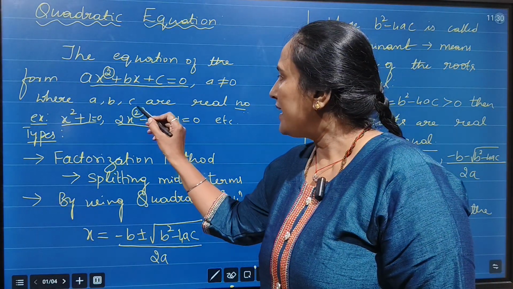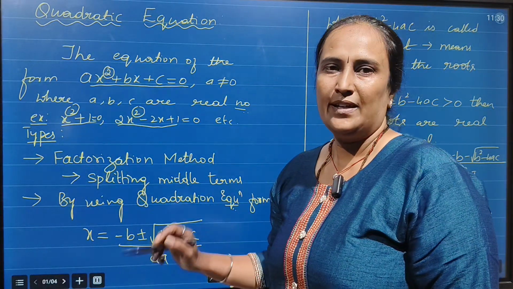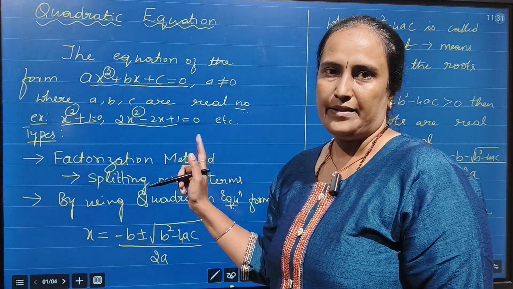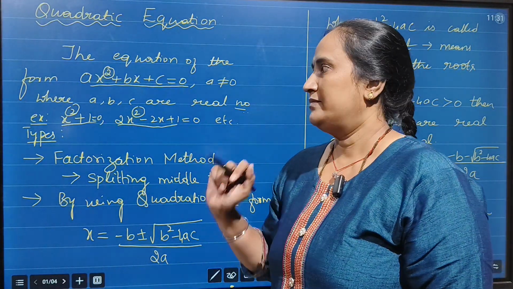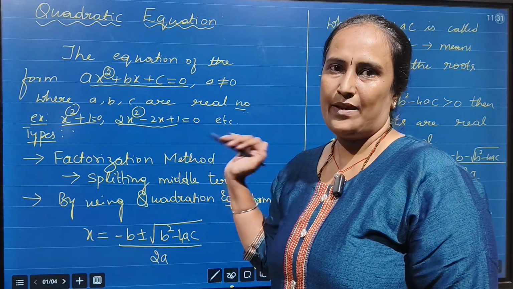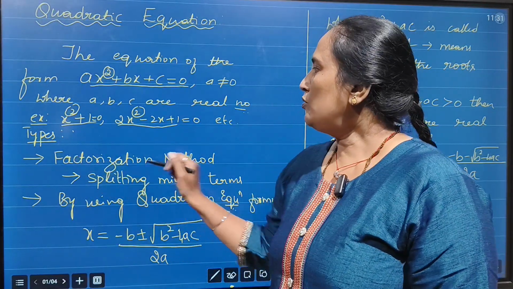Here also the highest power is 2. Here also the highest power is 2. That's why we say these equations are quadratic, because the highest power of the given equation is 2. That's why we recognize this equation as a quadratic equation.